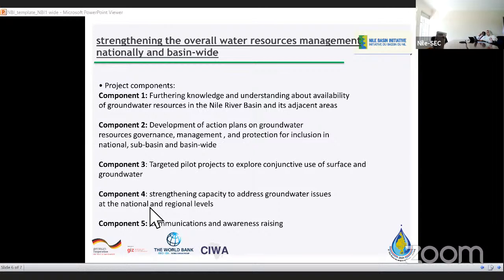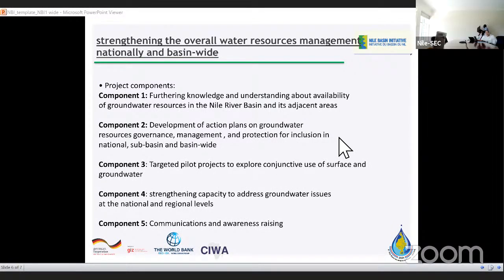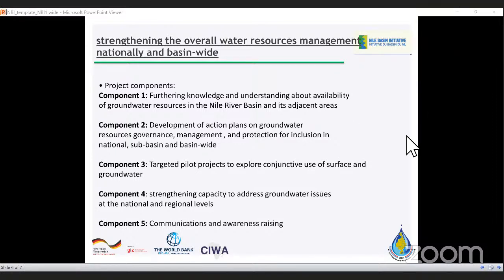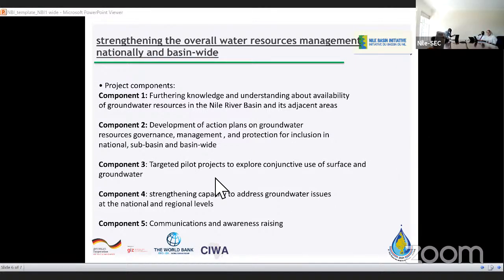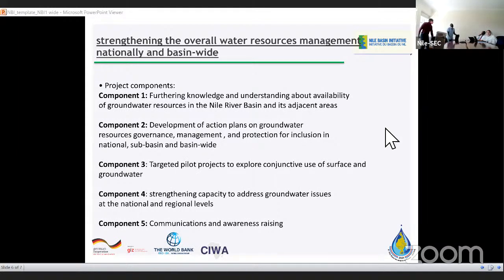And then component 5, which is the major component, which is supposed to be running, or is already running, across all the other 4 components, is communication and awareness raising. Because visibility and sharing the knowledge and the experience with the different countries on the good practice and success stories is very important in developing a shared vision for management of the joint aquifers or the shared aquifers.